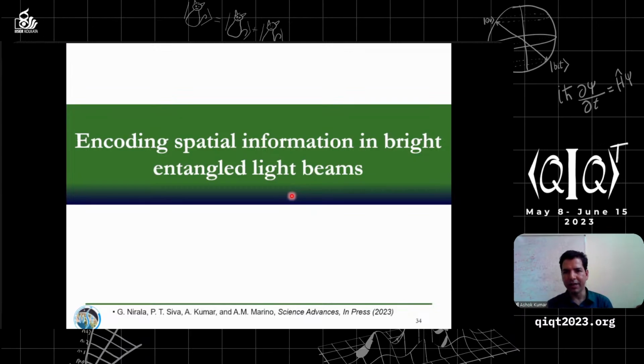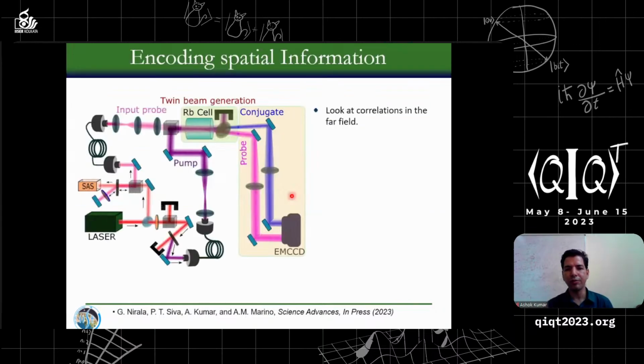So having verified that they show the EPR paradox, as well as spatial entanglement, the latter goal was this: since we said that these beams can support a large number of spatial modes, can we use these beams for spatial information encoding? Can you encrypt some information in those beams? That question we tried to address.